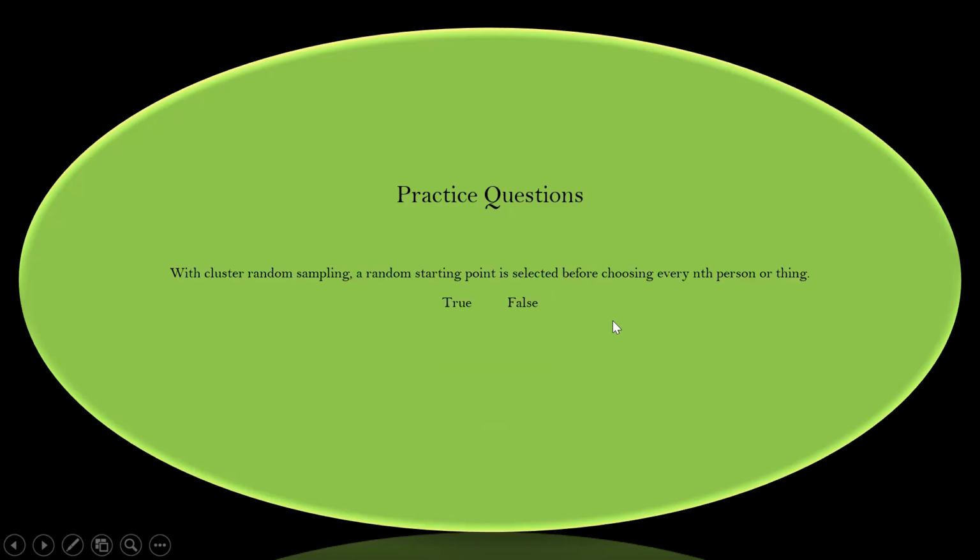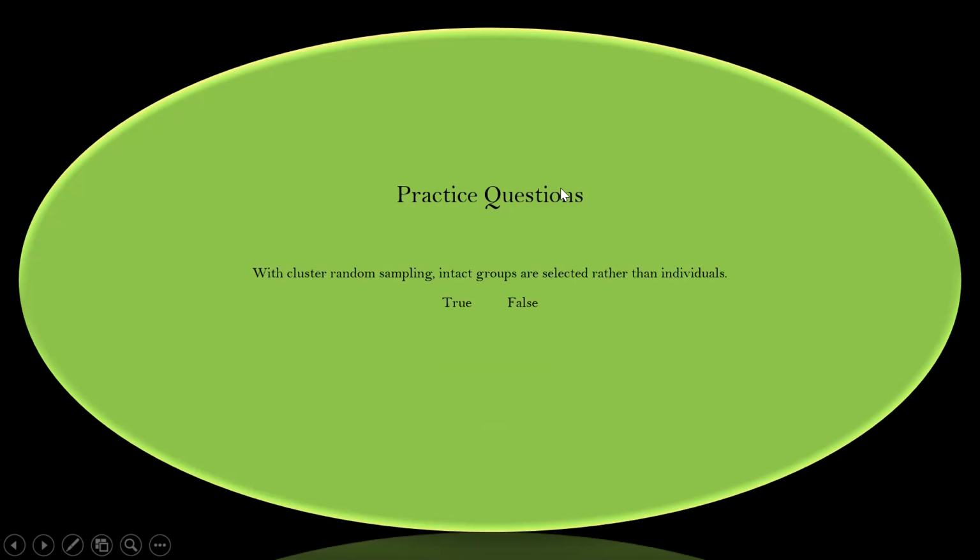With cluster random sampling, a random starting point is selected before choosing every nth person or thing. And n is just any whole number. Every 5th, 10th, 20th, just depends on the sample size that you wish. And this is false because this is a definition of a systematic random sample.